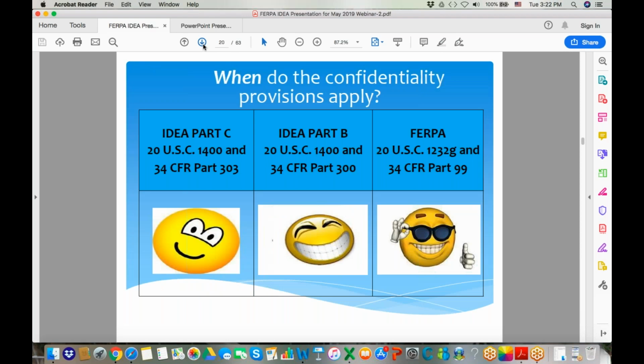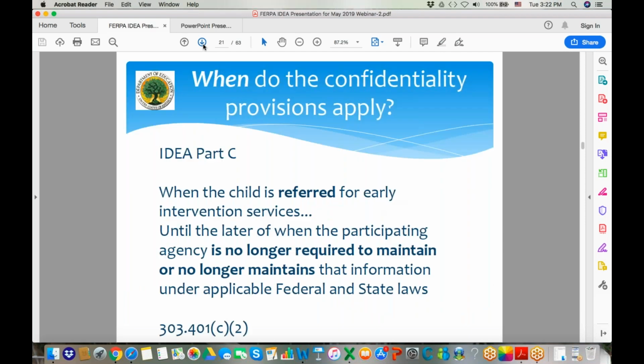Okay, so we've talked about who the confidentiality provisions under FERPA and IDEA apply to, but now let's talk about when they actually start applying, because there are some differences, as you can see, across Part B, Part C, and FERPA. We all have a slightly different nuance as far as when those confidentiality provisions do apply. Next slide, please.